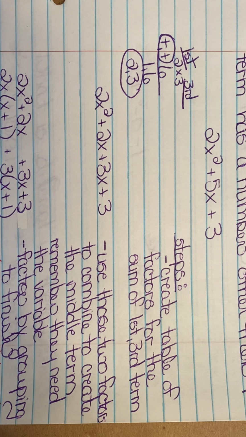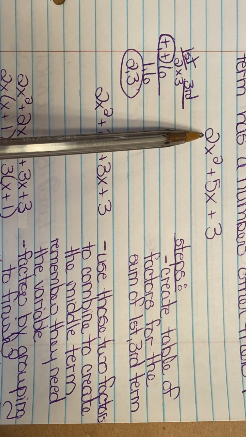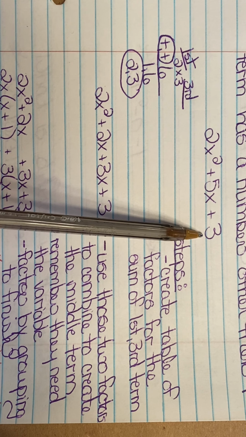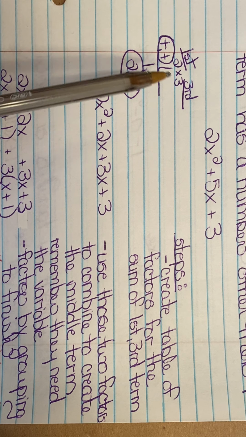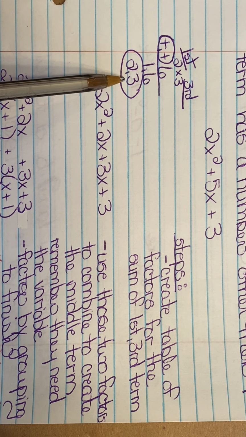So this time when you solve it, we're going to be using the factors of the first and the third term. So that means 2 times 3 is going to give us a 6, and then we're going to list the factors of 6 out.